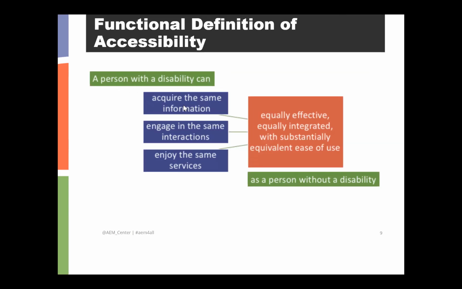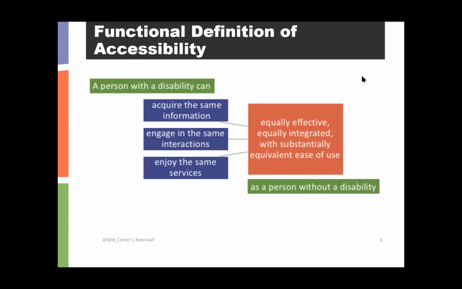So I have here a little definition of accessibility right here. A person with disability can obtain the same information, engage in the same interaction, enjoy the same services, equally effective, equally integrated, with substantially equivalent ease of use, as a person without a disability. So basically, we want to give them the same access, right? Same equal participation, engagement, and they can have fun. So when you don't make our document accessible, that becomes difficult for them to navigate.